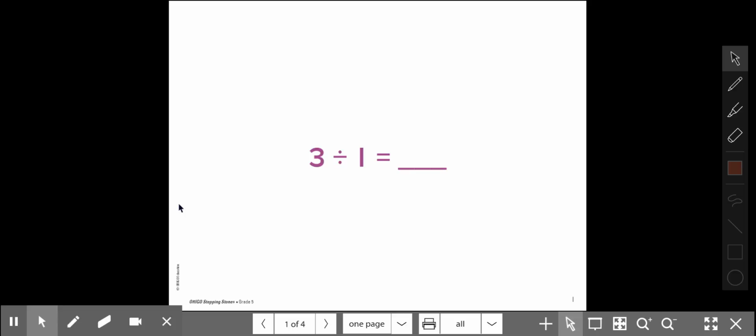This is lesson 10.10, decimal fractions. Adjusting the divisor is the name of this lesson. We'll do a couple warm-up things first here.